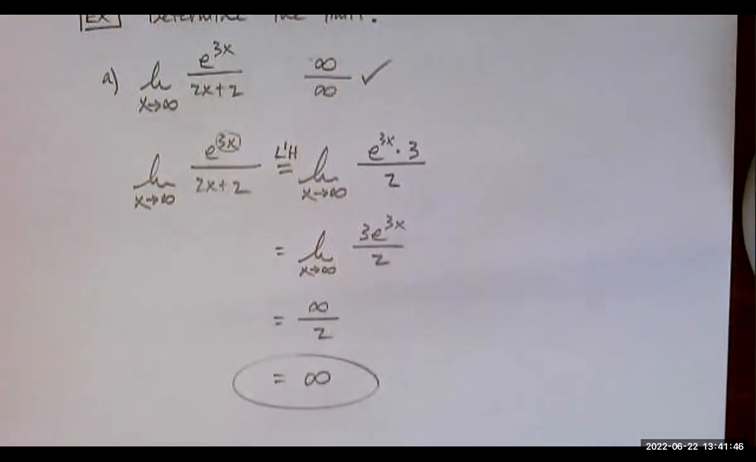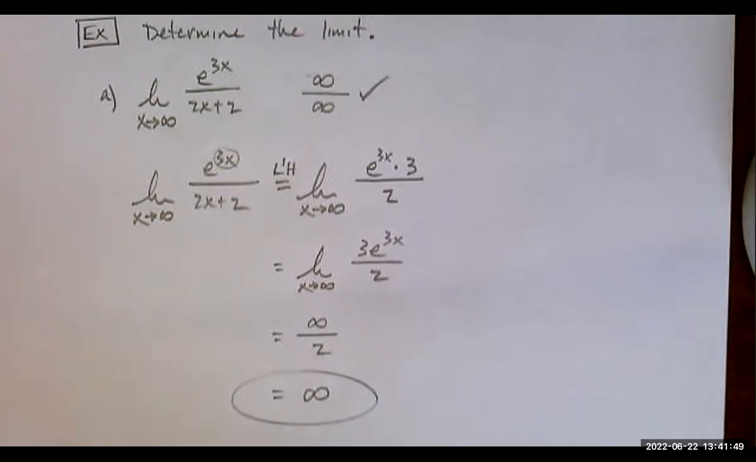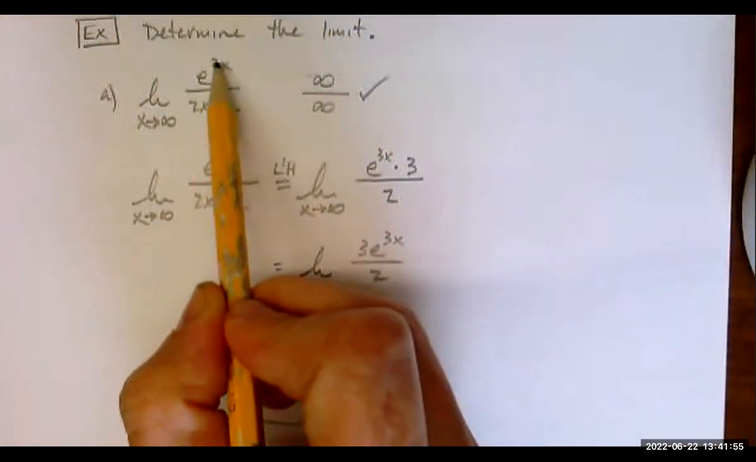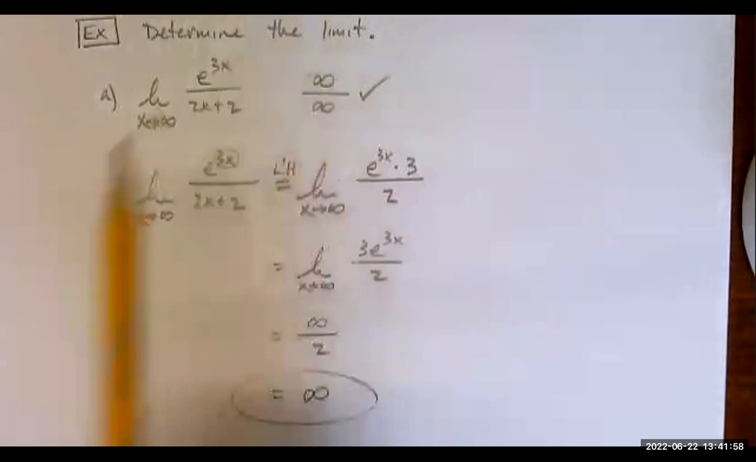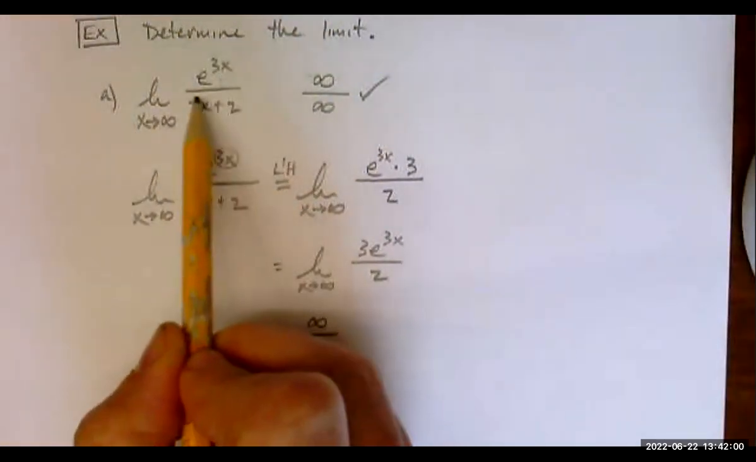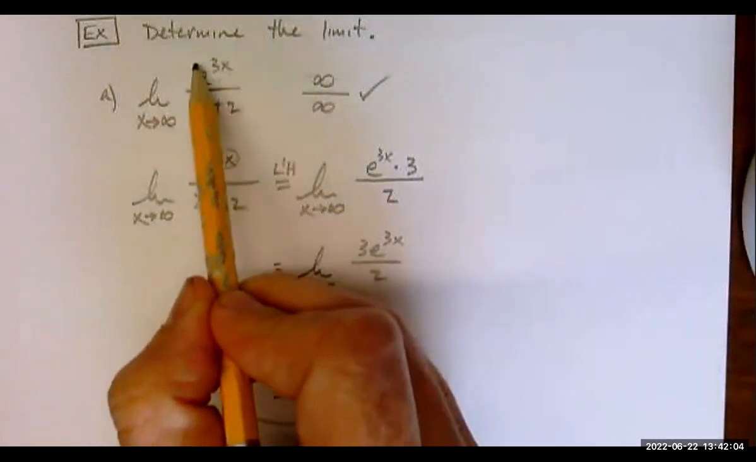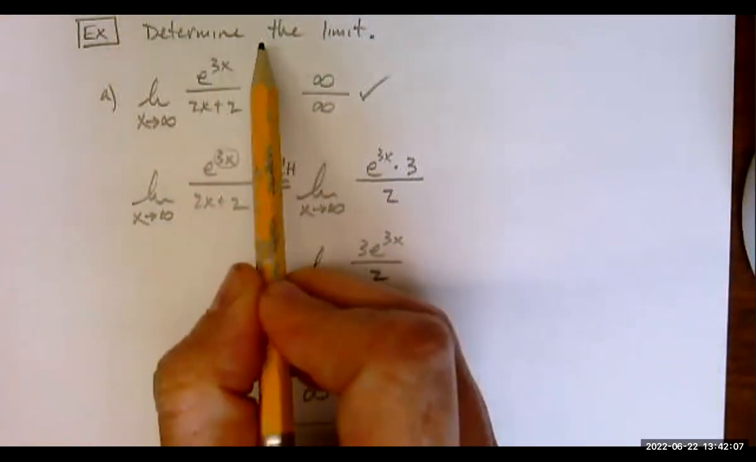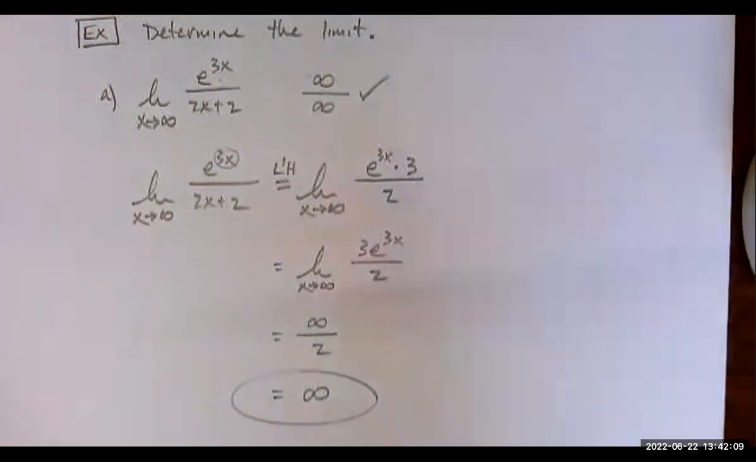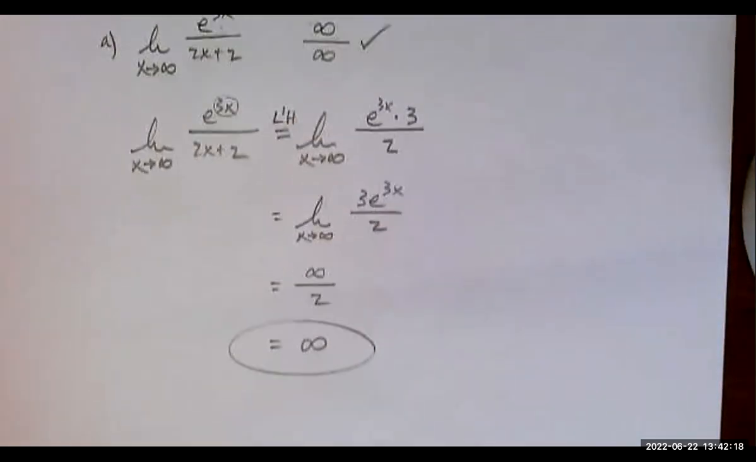There you go. It turns out in this case, if you think of the tug of war between numerator and denominator, the numerator won. e to the 3x is going to infinity much faster than 2x plus 2. As the x values are getting bigger, these numerator values are getting larger much, much faster than the denominator values are. So the numerator wins out, and the answer is infinity.